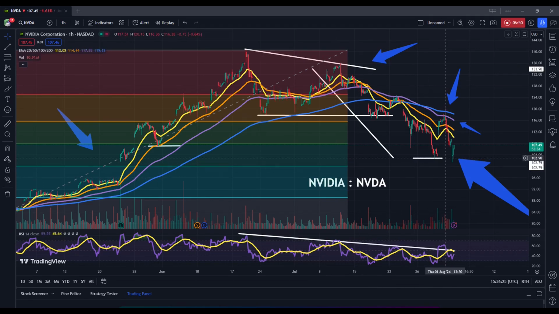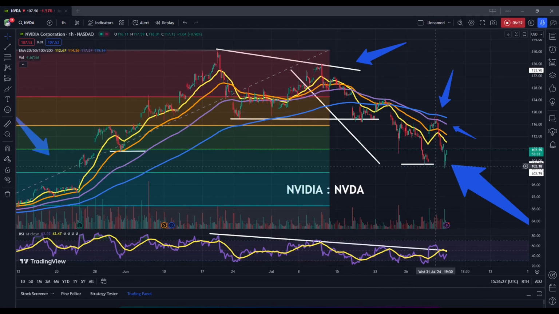So, to the downside, in order to make sure that this is not a false breakout to the downside, we will be watching for a daily close and weekly close, because this is the Friday session. So we will be looking for a weekly close below this 102.50 level.